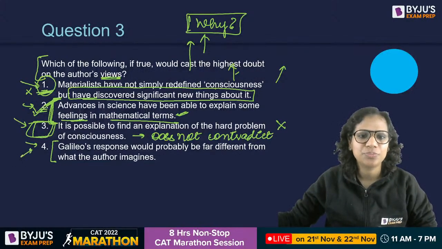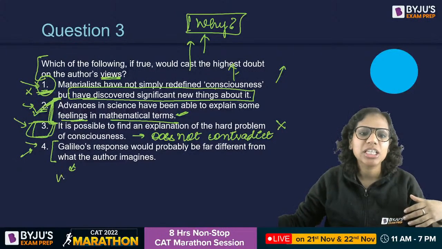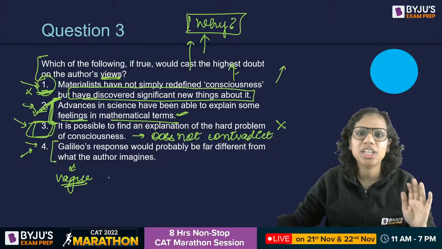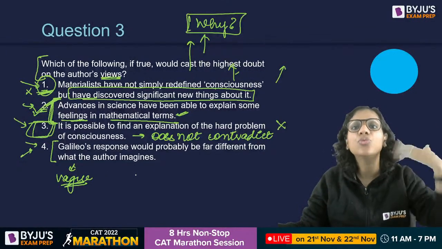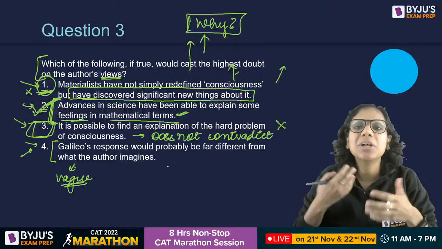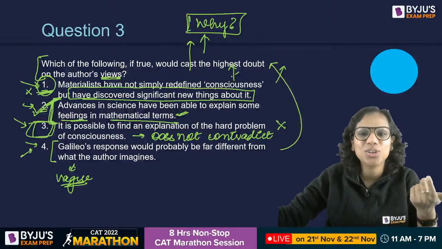Between 2 and 4, Galileo's response would probably be far different from what the author imagines. This is very vague, to be honest. The moment you read this option, you realize it's not stated what Galileo would say. जब तक हमें पता ही नहीं कि Galileo क्या कहेगा, हम कैसे बोल सकते हैं that this is going to cast a doubt on the author's views?